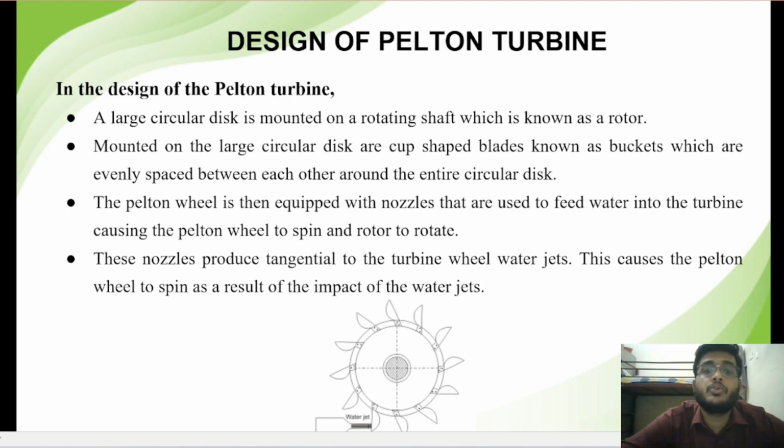These nozzles produce tangential water jets onto the turbine wheel. So this causes the Pelton wheel to spin as a result of the impact of the water jet. The impulse and impact of the water jets cause the wheel to spin and the power is then transmitted. So below is the simplistic design of a Pelton wheel.